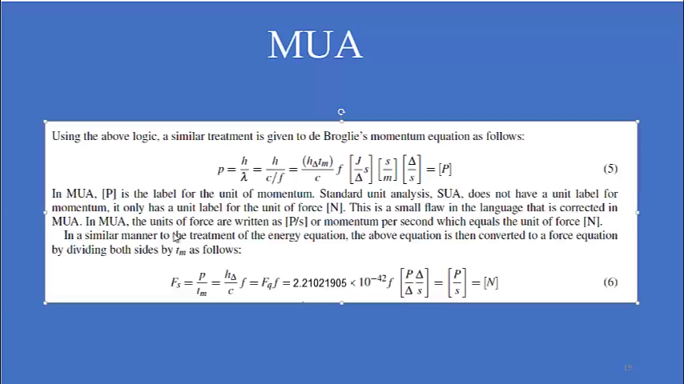In MUA, the units of force are written as momentum per second, instead of kilogram meter per second squared, which equals the unit of the Newton. In a similar manner to the treatment of the energy equation, the above equation is then converted to a force equation by dividing both sides by measure time.